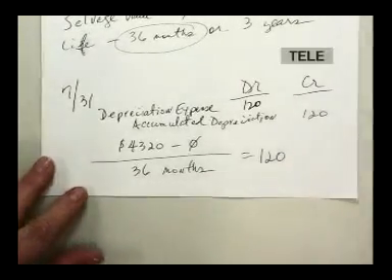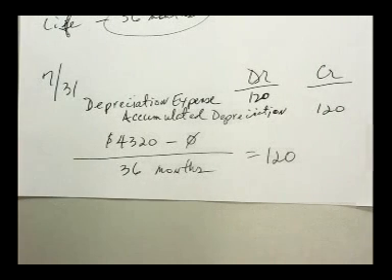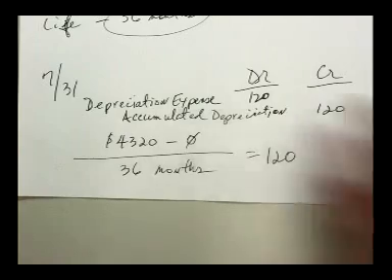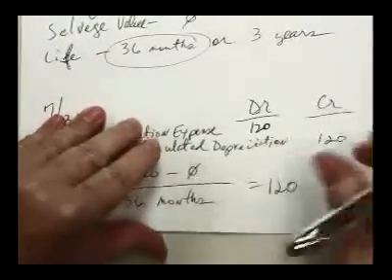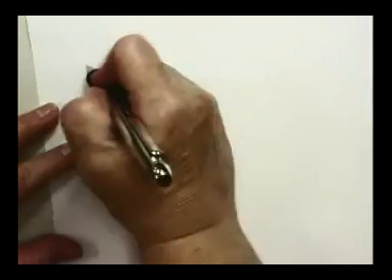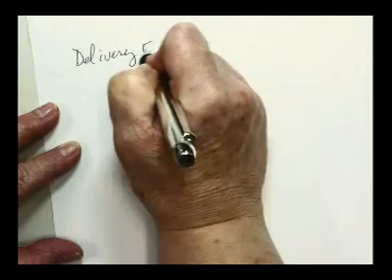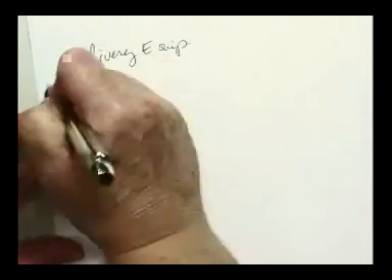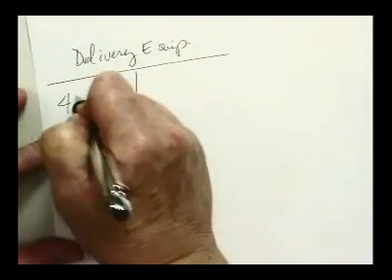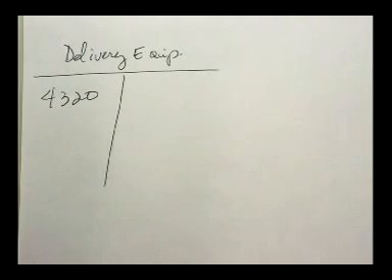So let's talk about that account, accumulated depreciation, just for a second. Accumulated depreciation is a contra asset account. What does the word contra mean to you? Against. So this is what it's going to look like. We've got delivery equipment in its own little account when we purchased it. And remember, we paid $4,320 for it. So I would have debited that account when I bought it. Everybody agree with that?